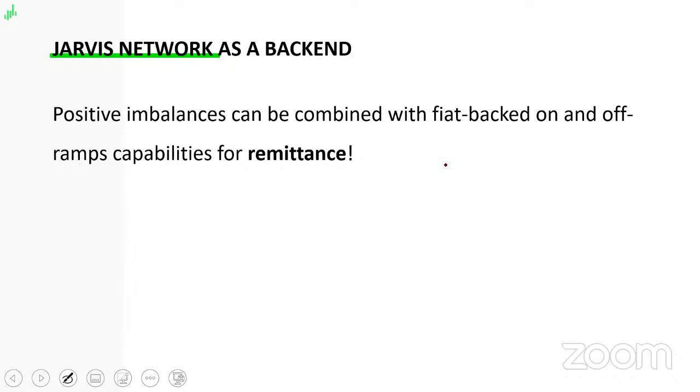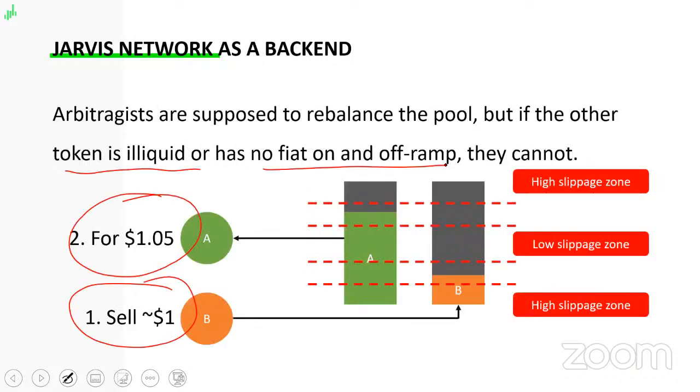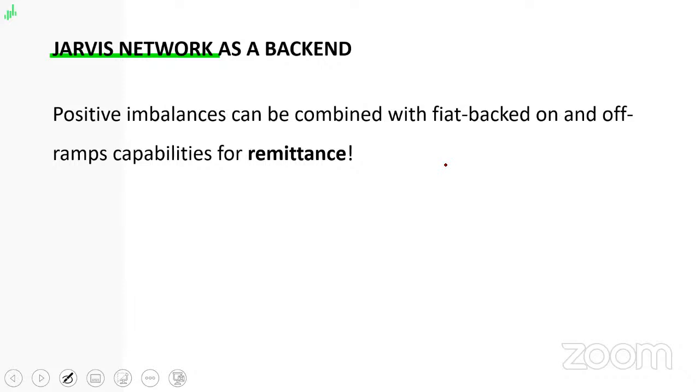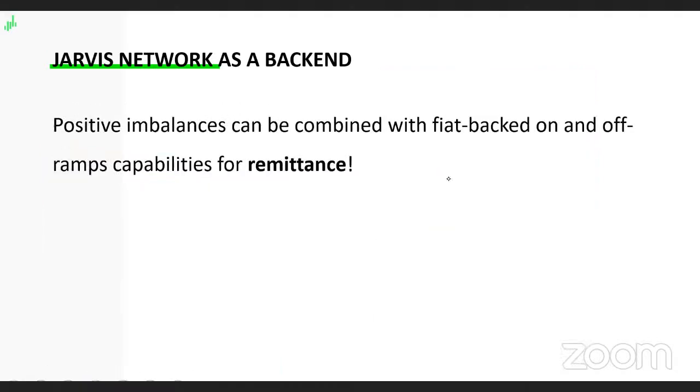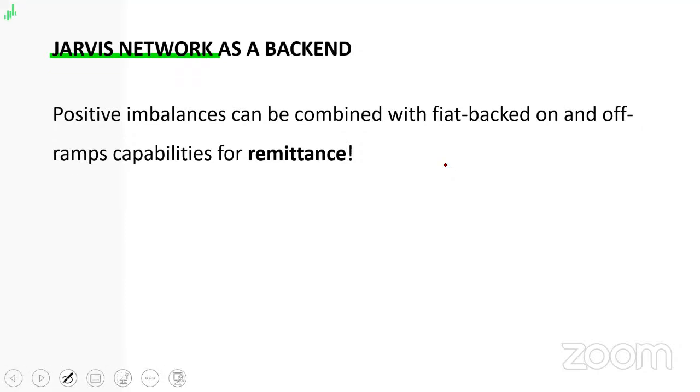No. So this is why those imbalances, which exist because one of the assets is weaker, we can actually leverage for remittance with fiat-backed stablecoins. So first, before entering this last part, I'm checking if there are questions. It seems that there are no questions, so let's move forward.